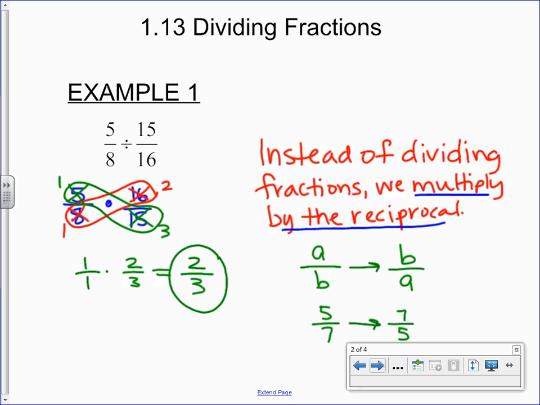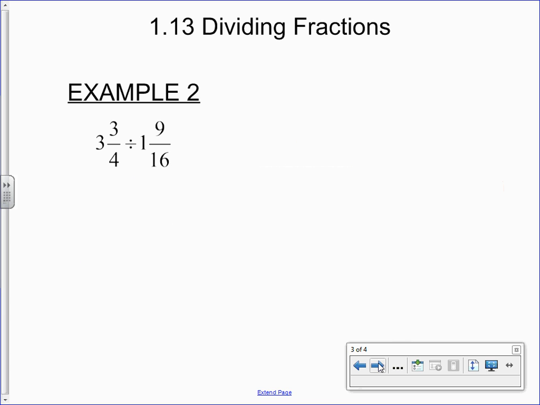Again, the reasonableness of fractions is kind of hard to figure out. We'll talk about that in class at another time. I do, however, want to look at another example. In this example, we are given mixed numbers.